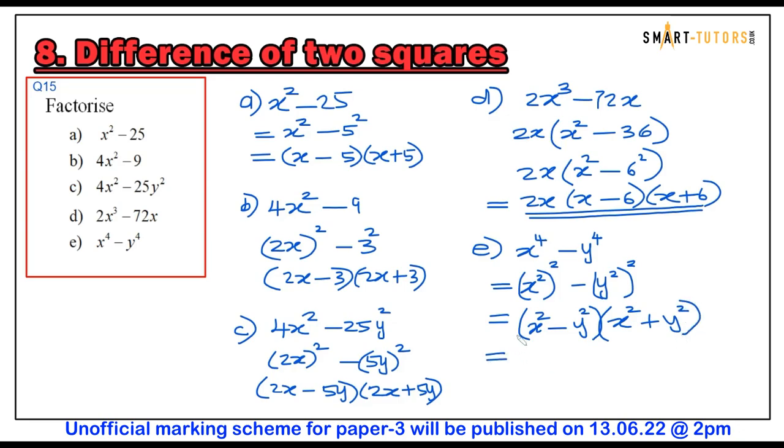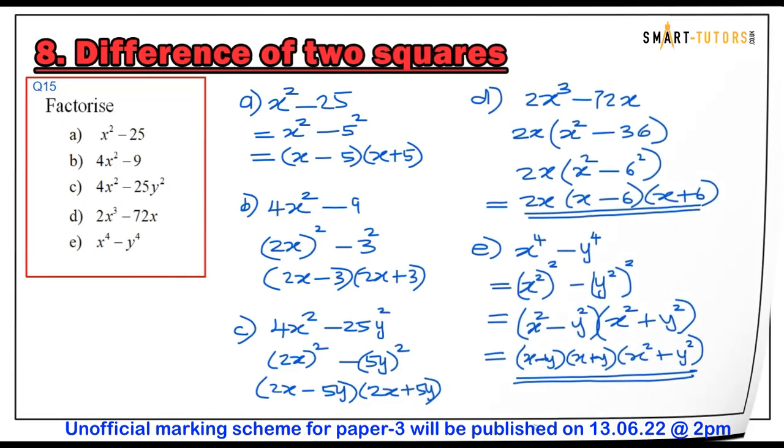Now, if this question comes, they will mention a word called fully factorized. Fully factorized means you can't leave the answer like this, you have to do it again. So x squared minus y squared is x minus y, x plus y, and then x squared plus y squared. This is the final answer. So you need to fully factorize: x minus y, x plus y in separate brackets, and the third bracket is x squared plus y squared.